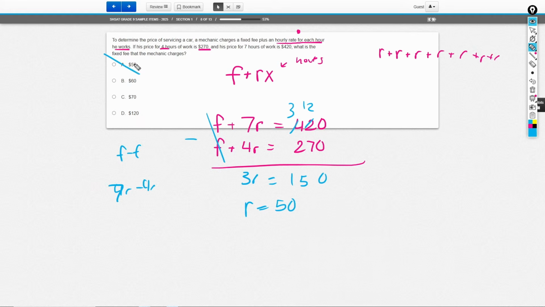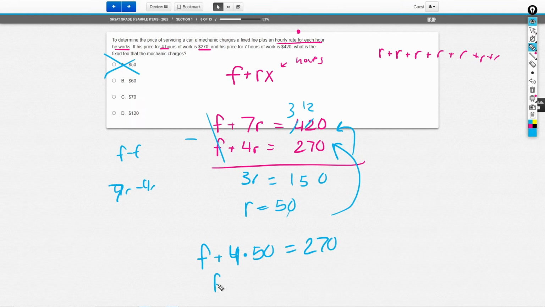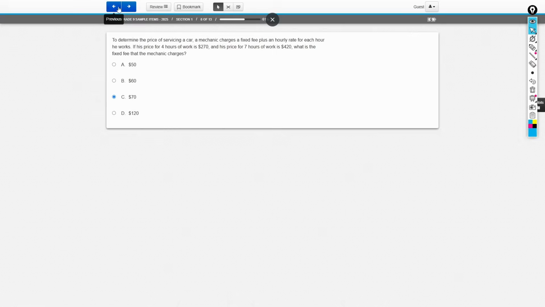Now, is that my answer? No, because this is my hourly rate. Now that I know my hourly rate, I can plug it back into either one of these two equations to get my fixed rate. So let's plug it into the bottom equation, right? Here I have my fixed rate plus 4 hours, and for each one of those hours, I'm charging $50. That's my hourly rate, and that's equal to 270. So F plus 200 is equal to 270. So F has to equal 70. That's my fixed fee. So that is choice C, right?